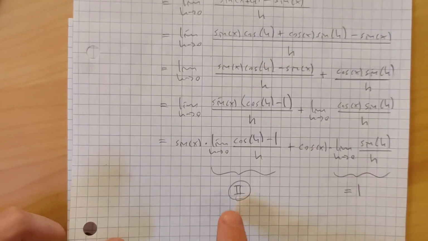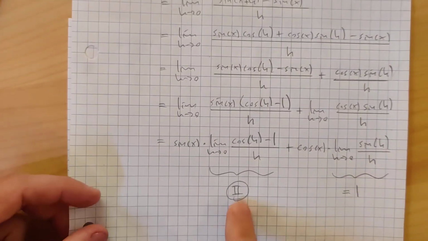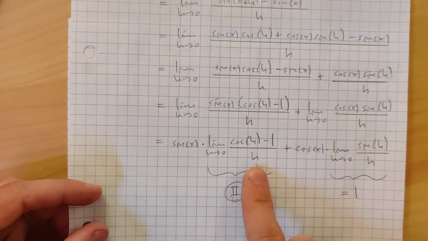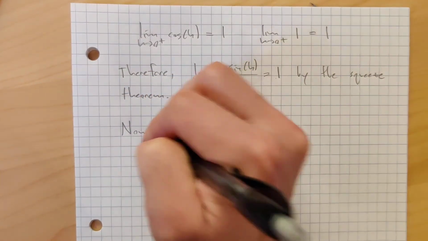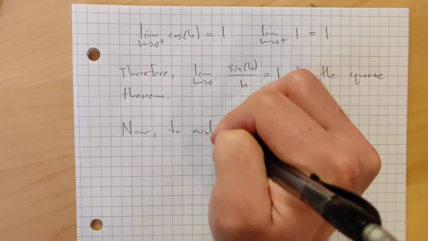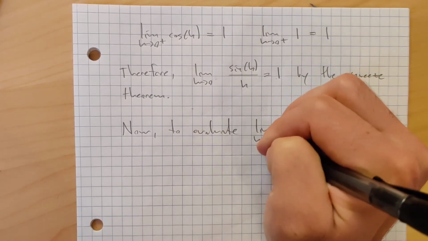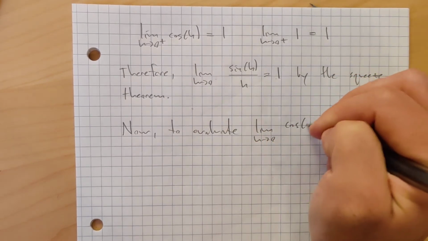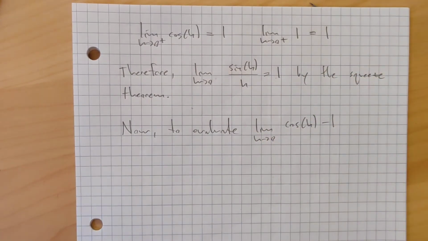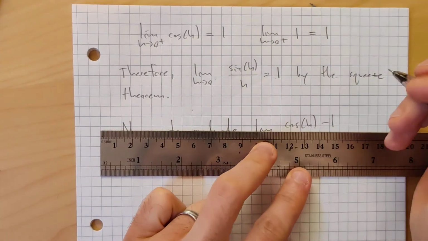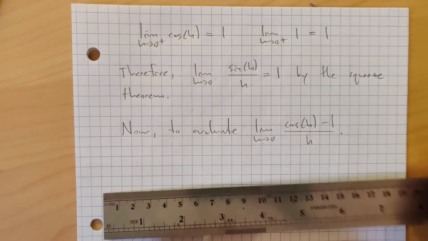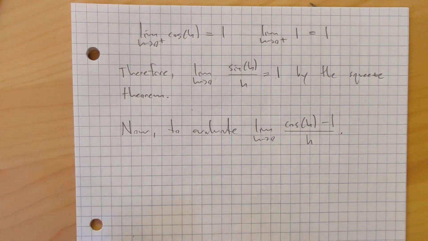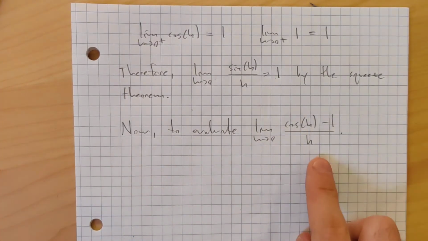So now to finish, we have to find this limit: the limit as h approaches 0 of cos of h minus 1 over h. So let's do that. To evaluate this limit, let's see what we do. It turns out we can take advantage of the work we did for the last limit to get this one.